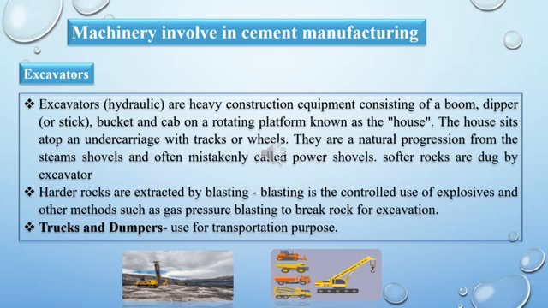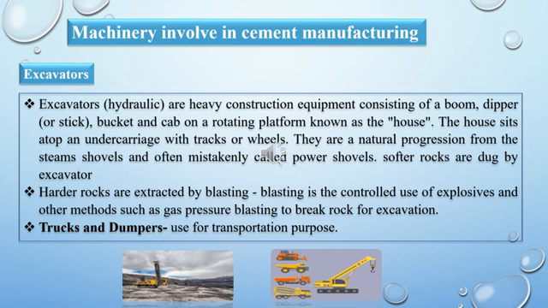So students, as you know, there are two types of rocks, softer rocks and harder rocks. Softer rocks are dug by the excavators. If there are harder rocks, then those rocks are first of all extracted by blasting or use of controlled explosives. And the other method for the extraction of hard rocks is gas pressure blasting to break the rocks for excavation. And the next one is trucks and dumpers. These are used for transportation purposes.